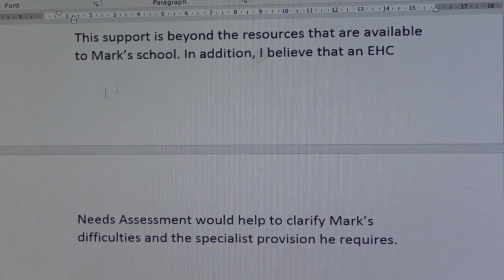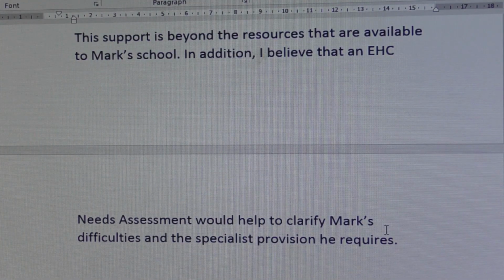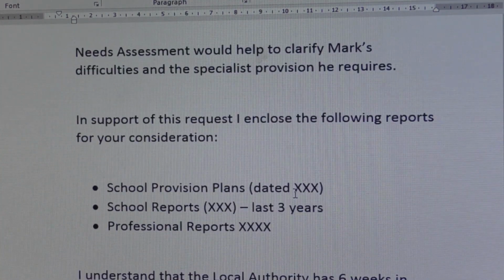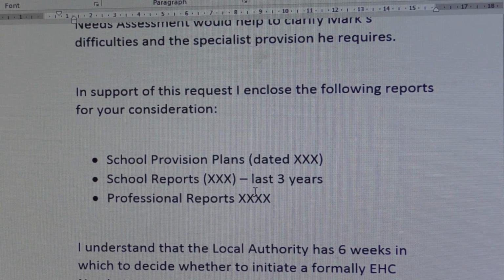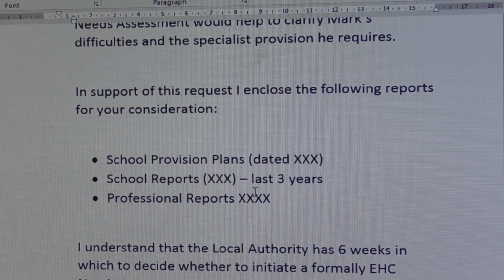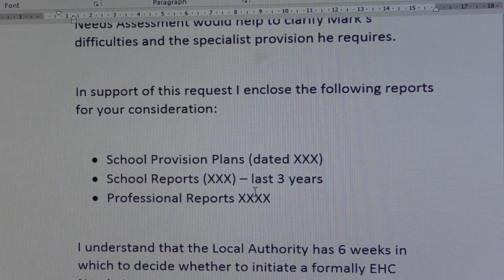We then identify why do you want the assessment? Well, I believe it will help to clarify Mark's difficulties and the specialist provision he requires. That's exactly what it should do. And then we put in any relevant evidence that will help to support your request. So school provision plans, school reports, professional reports.